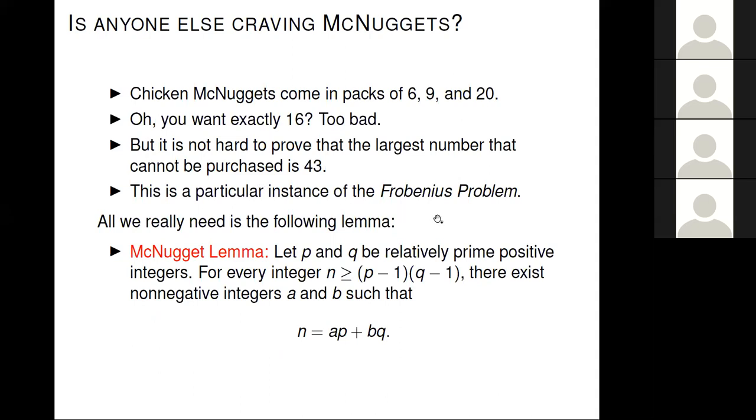And it's a hard problem in general, but all we really need is a very simple lemma that's the start of the study of the Frobenius problem. So I'll call it the McNugget lemma because it's easy to remember. It says that if P and Q are relatively prime positive integers, then as long as N is at least (P−1)(Q−1), there exist non-negative integers A and B so that N is AP plus BQ. So another way to say that is you can express N as a non-negative integer linear combination of P and Q.